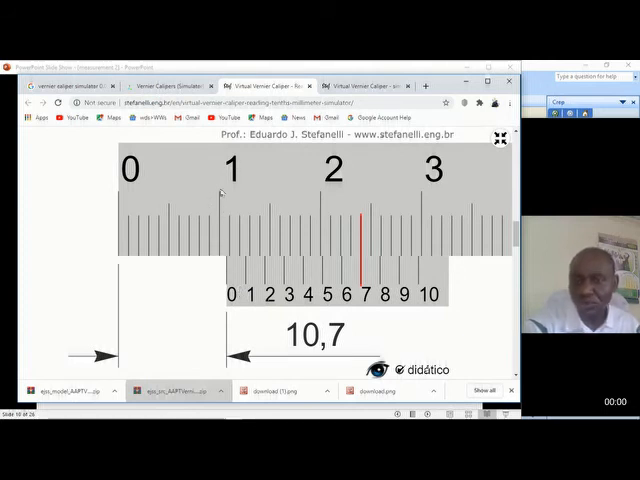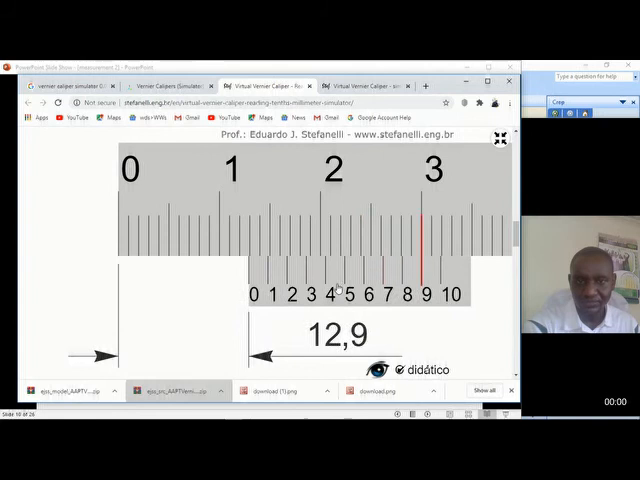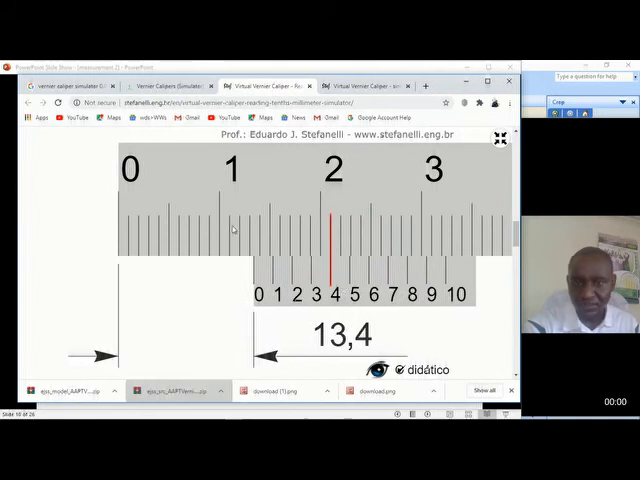Come here. 1.0, because this is already 1.0. The division is 7. So 1.07. This one here. Which division here? Main scale reading 1.3. Then you add your second decimal place 4. 1.34. So our vernier scale leads up to 2 decimal places.